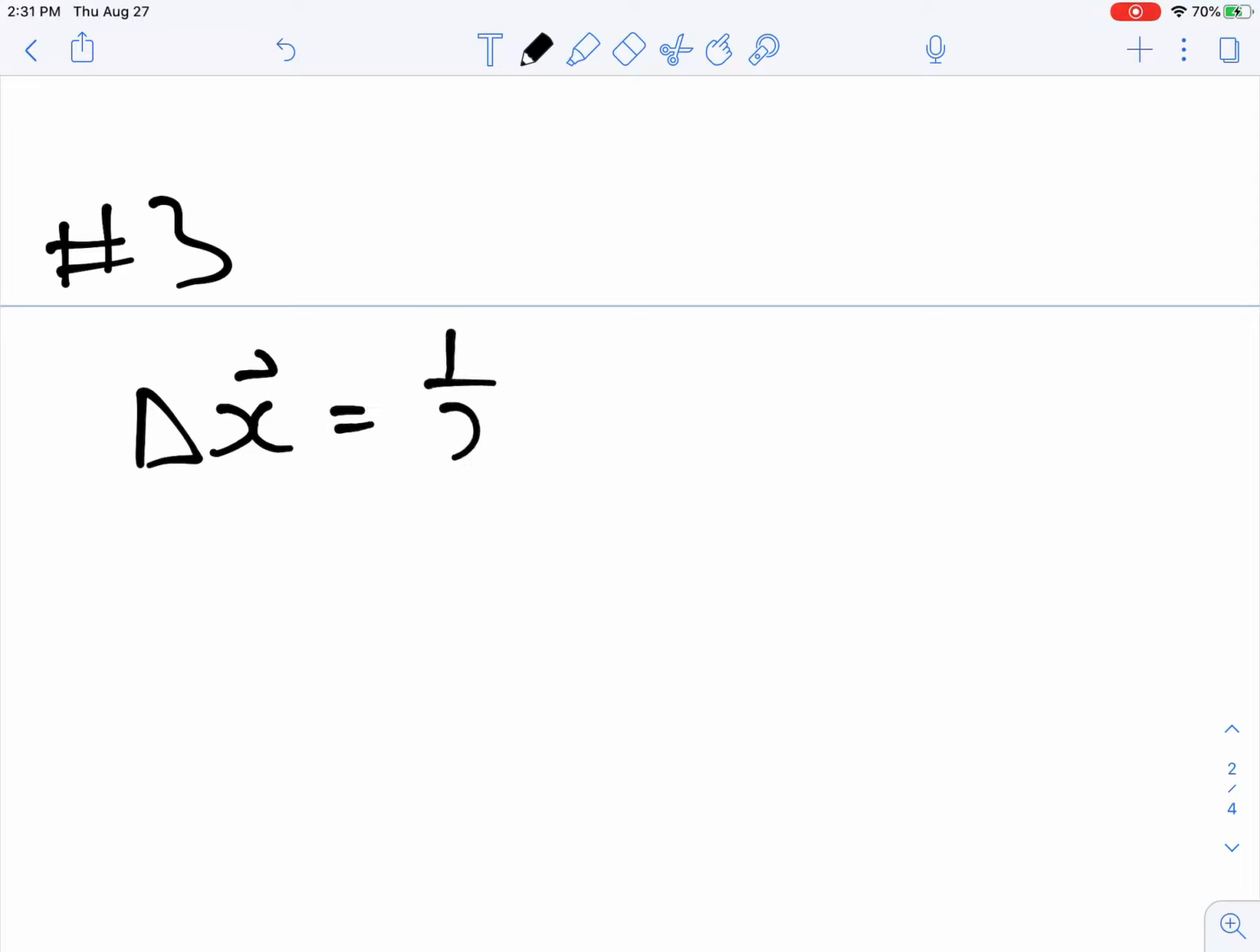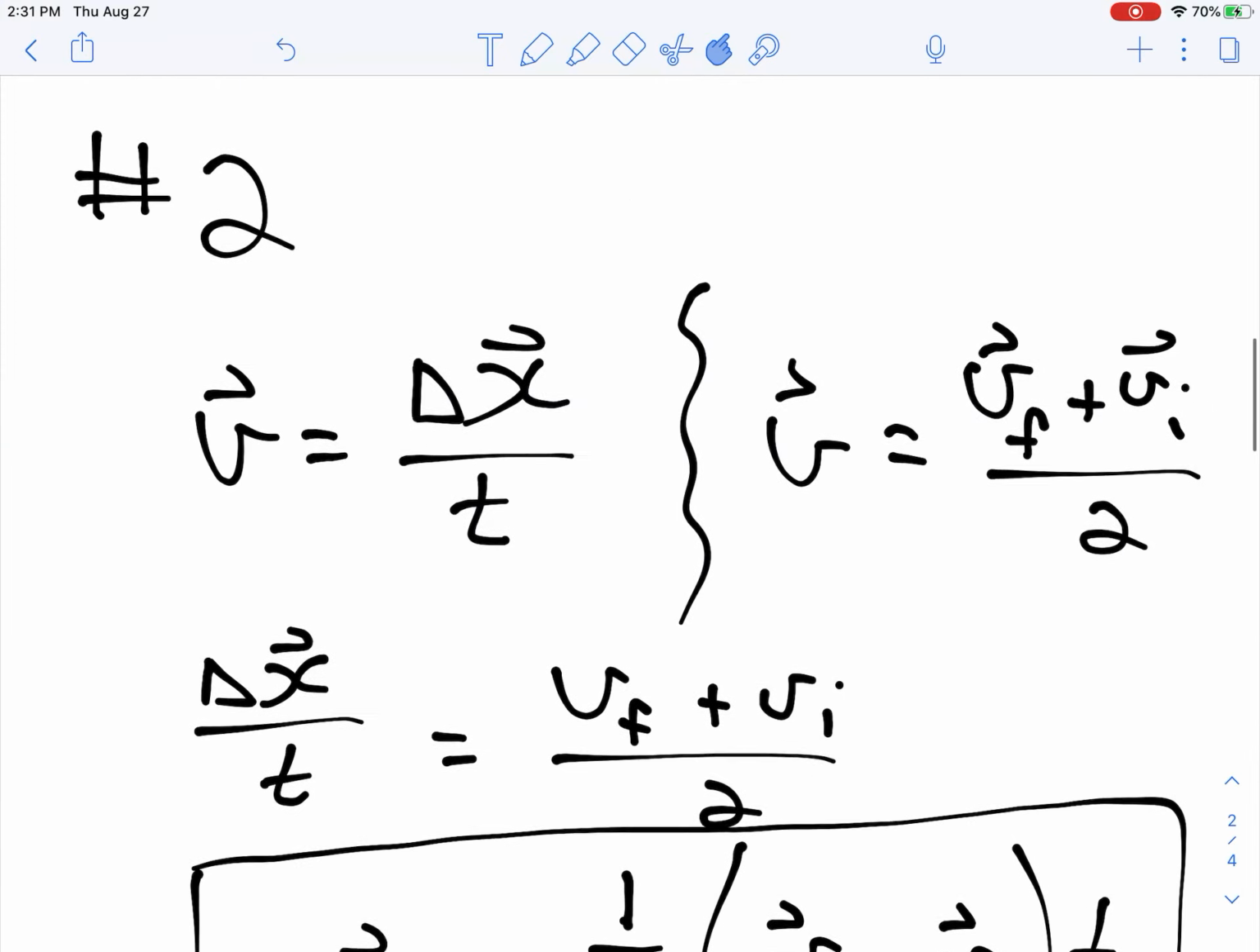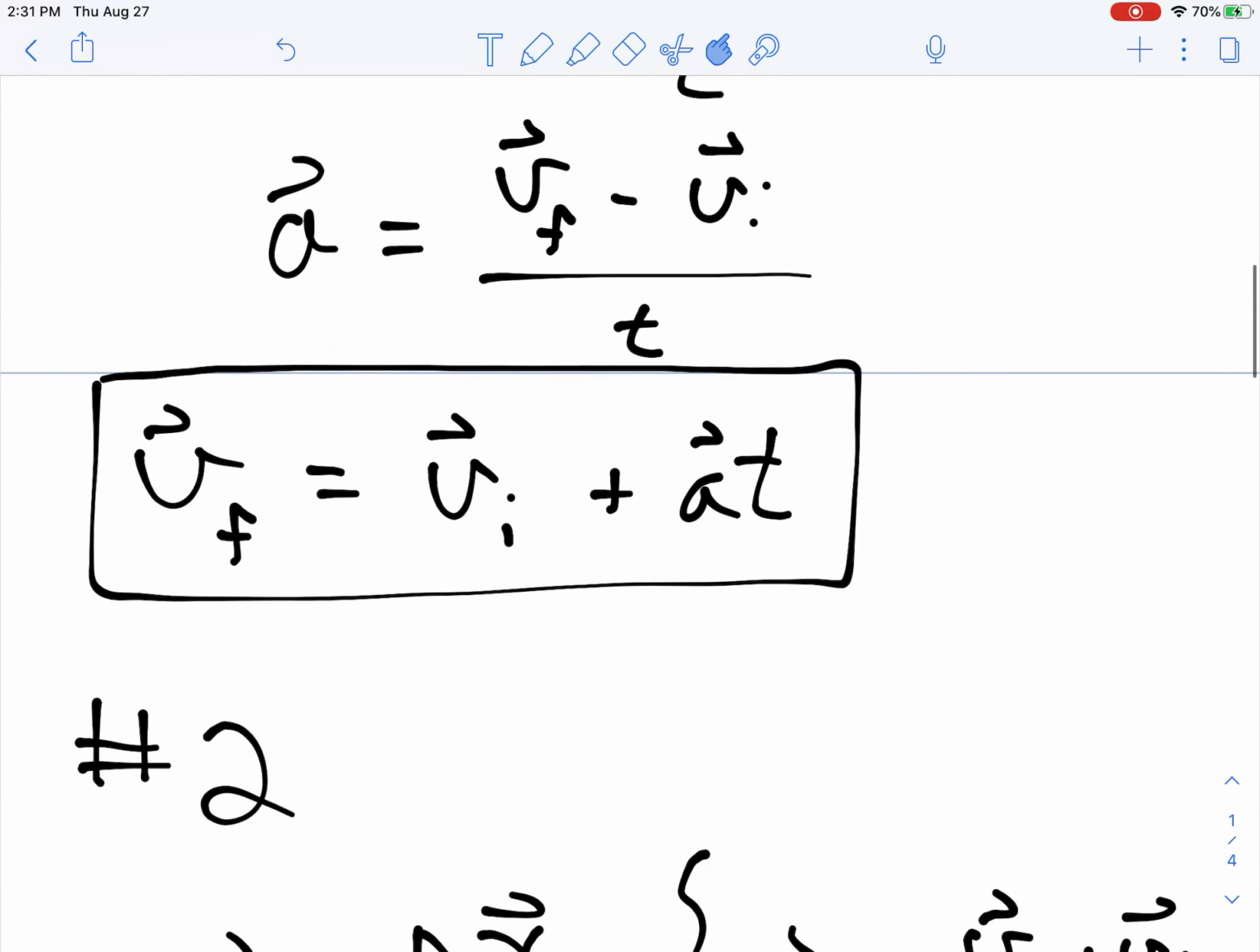So delta x equals 1/2 (v final plus v initial) times t. Okay? The next thing I'm going to do is make a substitution. I'm going to substitute for v final. I'm going to take equation 1 and substitute that for v final. So that's this part right here.